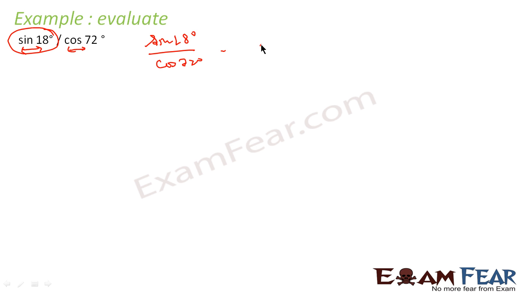We'll take some examples. We have to find the value of sine 18 degree by cos 72 degree. What comes to our mind is to convert this into sine or cos. Let me try to convert this into cos, so that cos I can cancel. So I can write sine 18 degree by cos 72 degree as sine of, instead of 18, I'll write 90 degree minus 72 degree, by cos 72. Same thing, right?